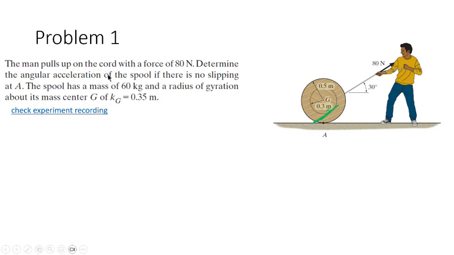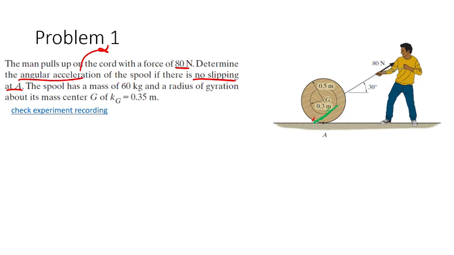Okay, so we have a problem that says the man pulls up on the cord with a force of 80 newtons. Determine the angular acceleration, alpha, of the spool if there is no slipping at A. So at point A, we don't have any slipping.